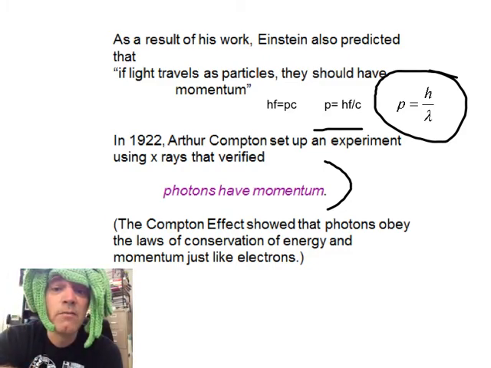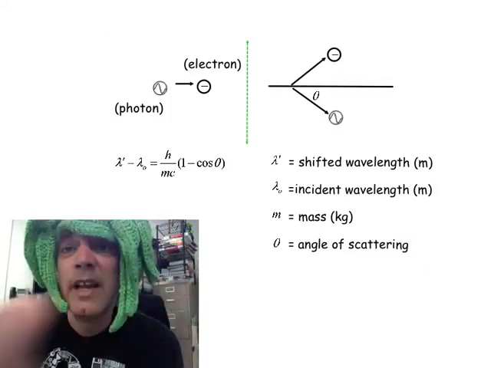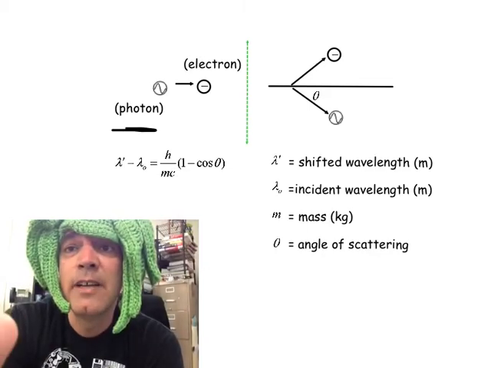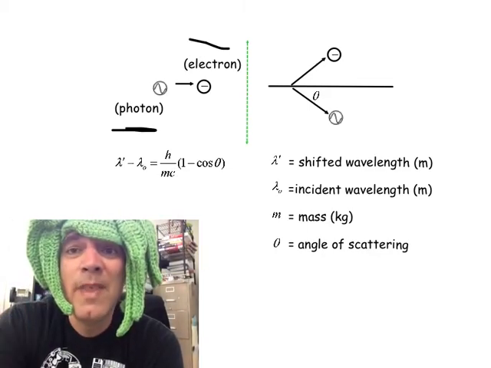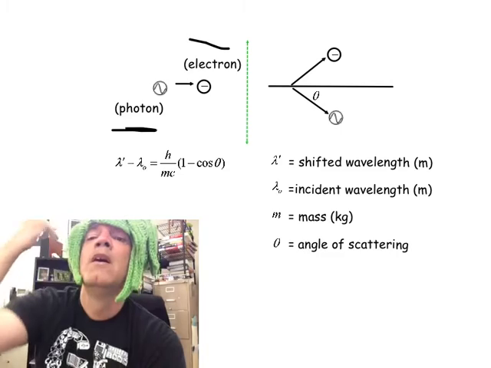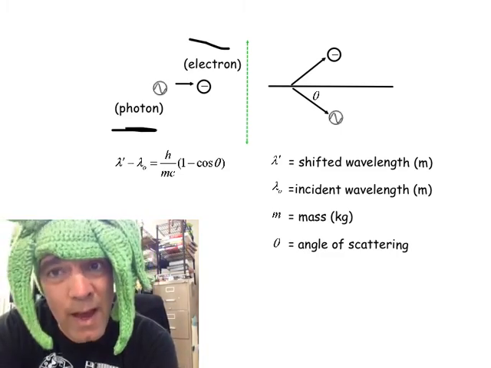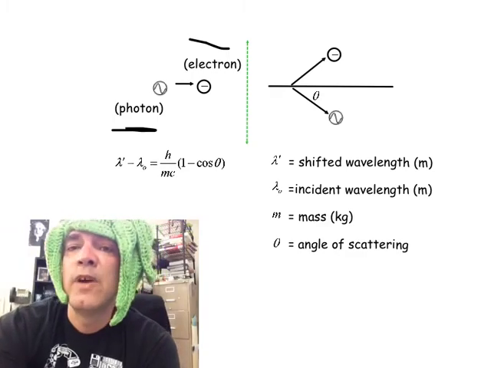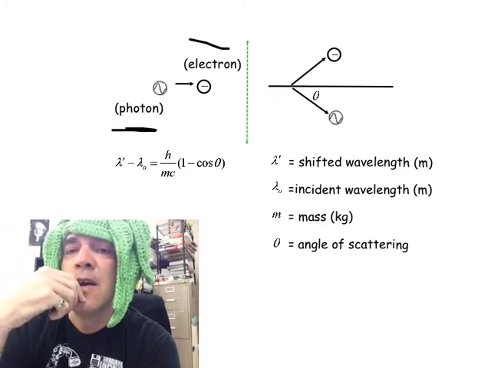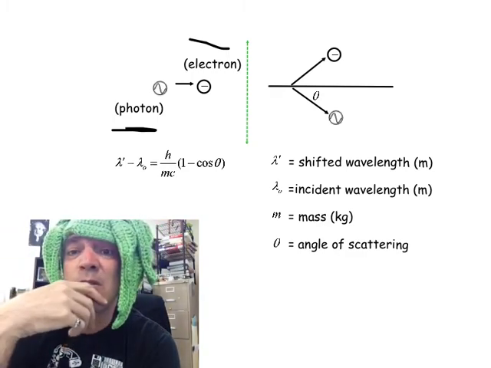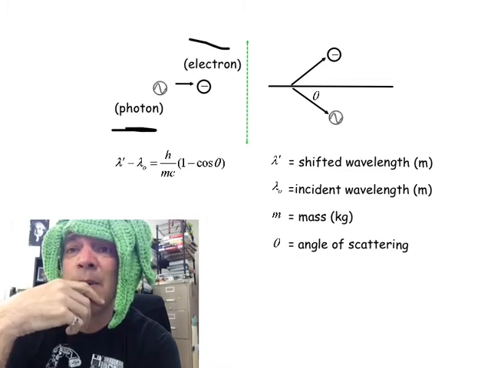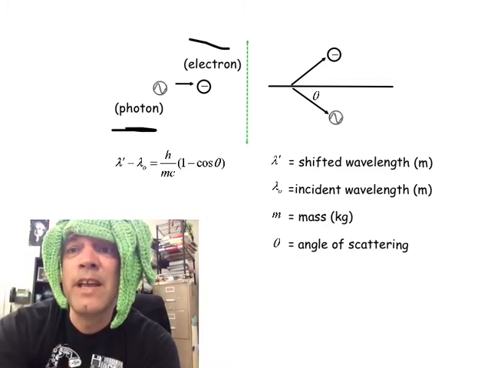Here's what it looks like. Compton shot a lot of photons at some electrons that were stationary. And when they hit the electrons, if it was a wave, it should go straight through them and should not have any effect on them at all, because waves can travel through things and when it comes out the other side, it should be the same, the whole superposition thing.